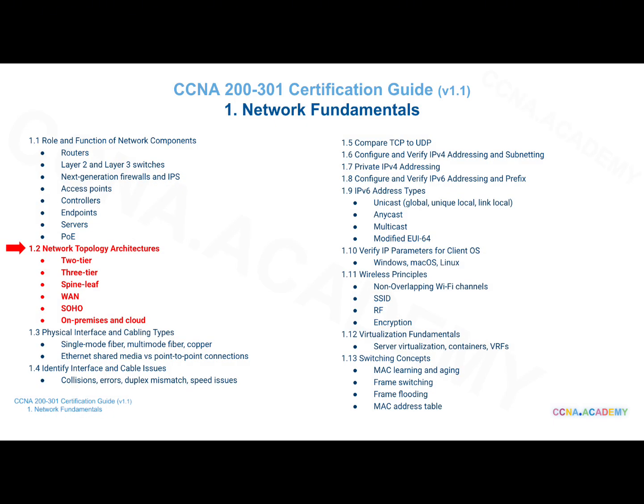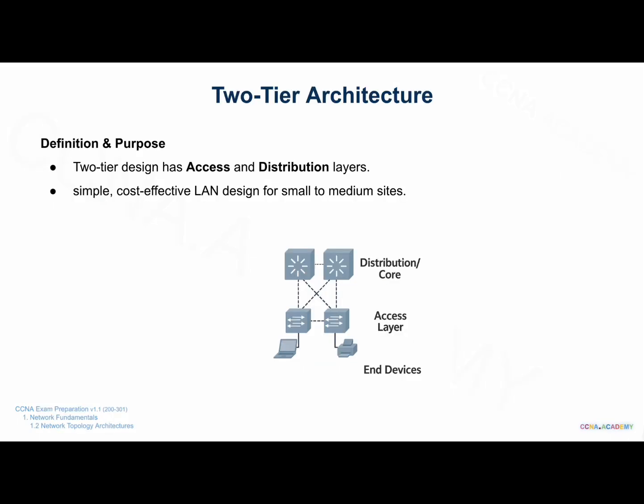Section 1.2. Network Topology Architectures. The two-tier architecture is a simplified network design made up of the access layer, where end devices connect, and the distribution layer, which aggregates those connections. Its purpose is to provide a straightforward, cost-effective way to structure small to medium-sized networks.